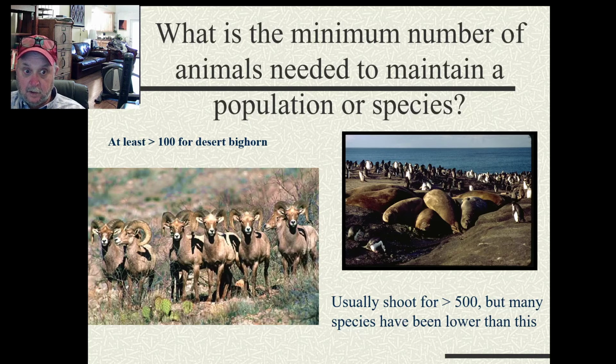I was part of a big study where we looked at desert bighorn populations in isolated mountain ranges, and once those populations got under 100, there was a high probability that the population in that mountain range would go extinct. We try and keep 500, but many times species are lower than this. We still work at it, but if you hear conservation laws go into effect when there's under 500 animals, maybe now you'll have a little better idea of realizing that once an animal population gets under 500, the probability of extinction goes way up.